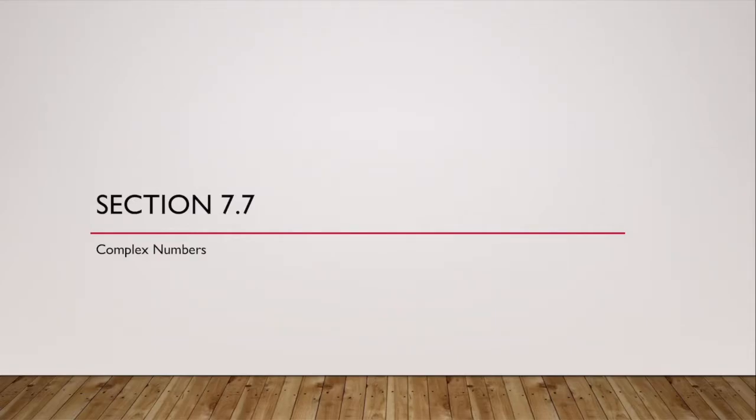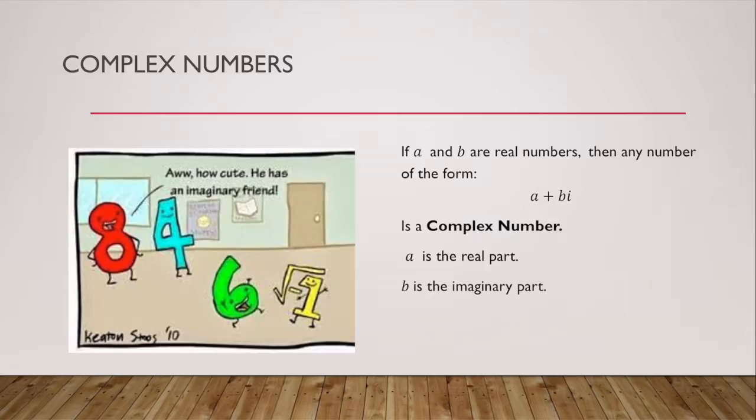Okay, here it is, the moment we've all been waiting for. You know how I said you couldn't take the square root of negative numbers? Surprise! You can. So let's talk about complex numbers, which are the square roots of negative numbers. If a and b are real numbers, then any number of the form a plus bi is a complex number, where a is the real part and b is the imaginary part. And i is the square root of negative 1.